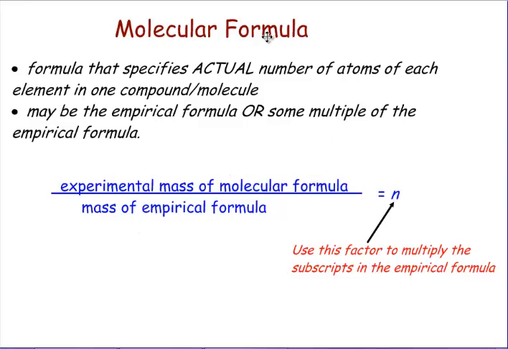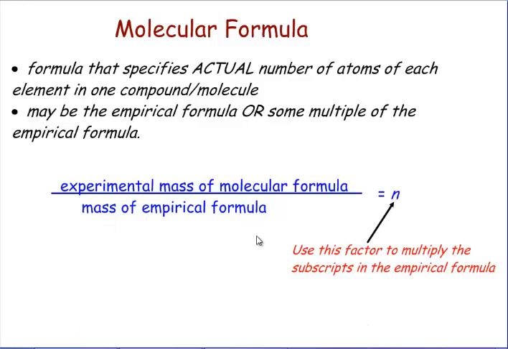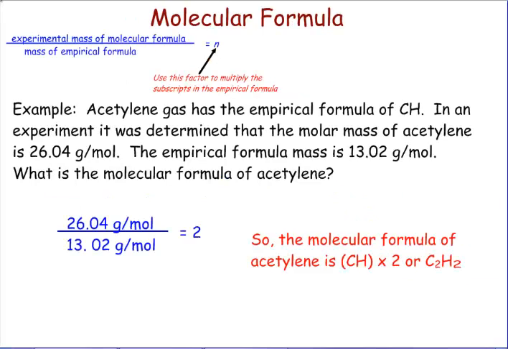The way that we find the molecular formula is we would actually have to go into the laboratory, or someone would have to give us the data. Someone would analyze a sample, and they would find the experimental mass of the molecular formula. Then we would divide it by the mass of the empirical formula that we had already found. And when we divide those two numbers, we get some whole number integer n, and we're going to use this value, n, to multiply the subscripts in the empirical formula to give me the molecular formula, which is the actual formula of that substance that tells us how many atoms we actually have. That sounds kind of confusing, so let's do an example.